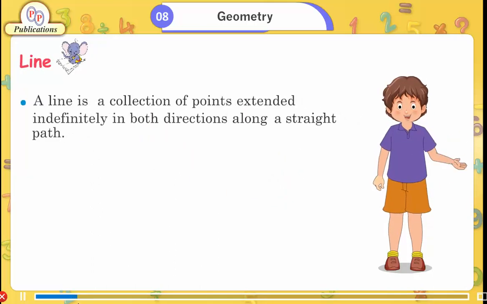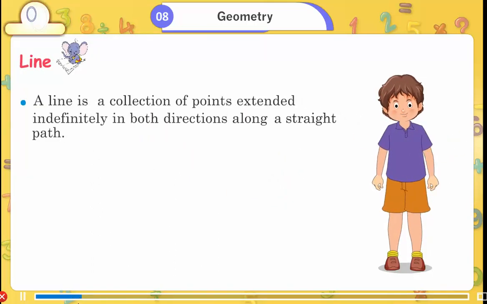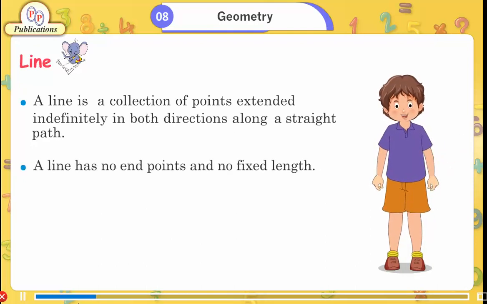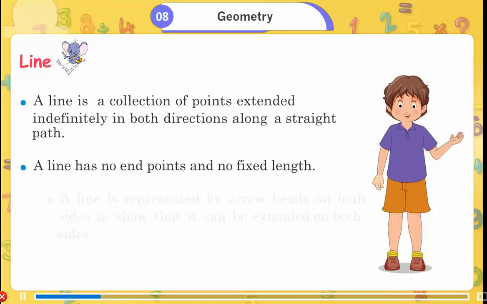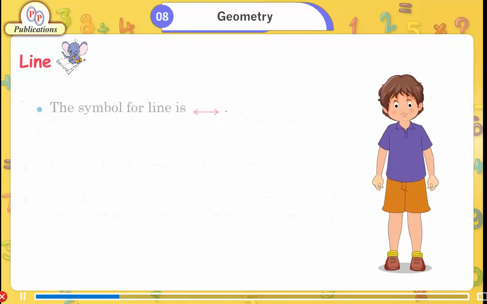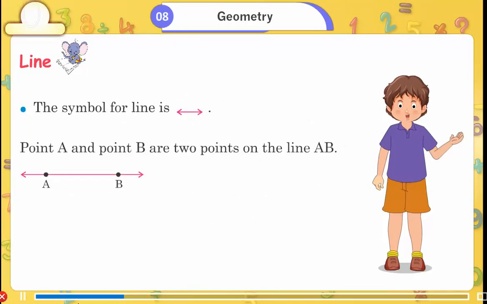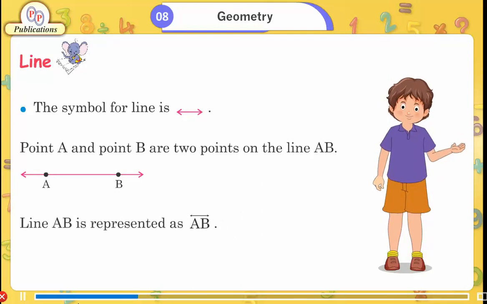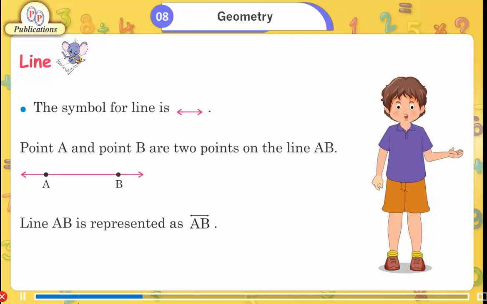Line. A line is a collection of points extended indefinitely in both directions along a straight path. A line has no end points and no fixed length. A line is represented by arrowheads on both sides to show that it can be extended on both sides. The symbol for line is AB. Point A and point B are 2 points on the line AB. Line AB is represented as AB.